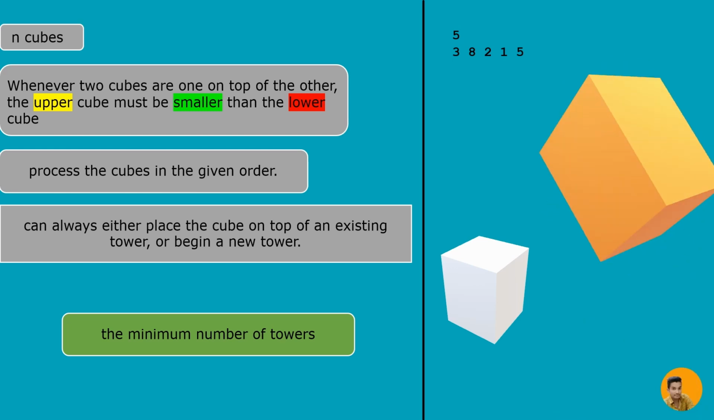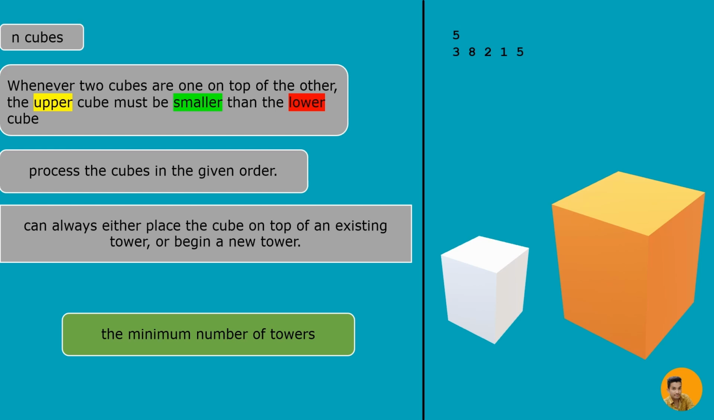So this is the size 8 cube. Next, we encounter 2. Now, can I place 2 over this size 3? Yes, we can place it over the size 3. And also, we can place this on size 8. Since we need to display the minimum number of towers required, we will place it on the cube which is just greater. So 3 is just greater than 2, right? So we will place this 2 on this size 3 cube. Okay, so this is size cube 2.